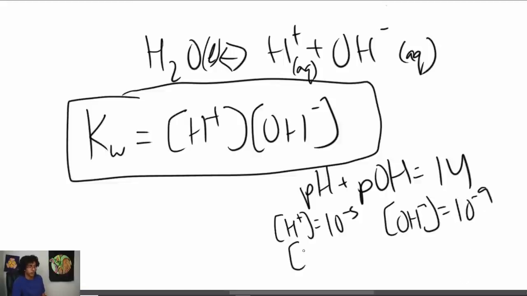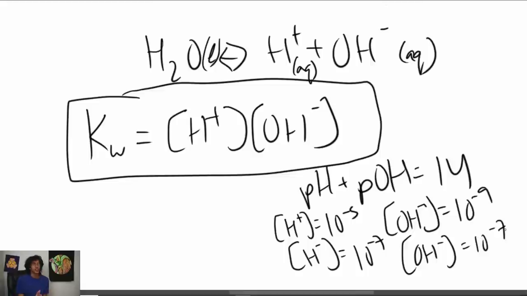What happens if your H plus ion concentration is, say, 10 to the negative 7? Neutral. Then your pH is 7, your pOH is 7, and your OH minus is also going to be 10 to the negative 7. So what is your equilibrium constant? That is right. No matter what your H plus ion concentration is, it always multiplies to 10 to the negative 14. So this value for the equilibrium constant is actually what proves this equation.